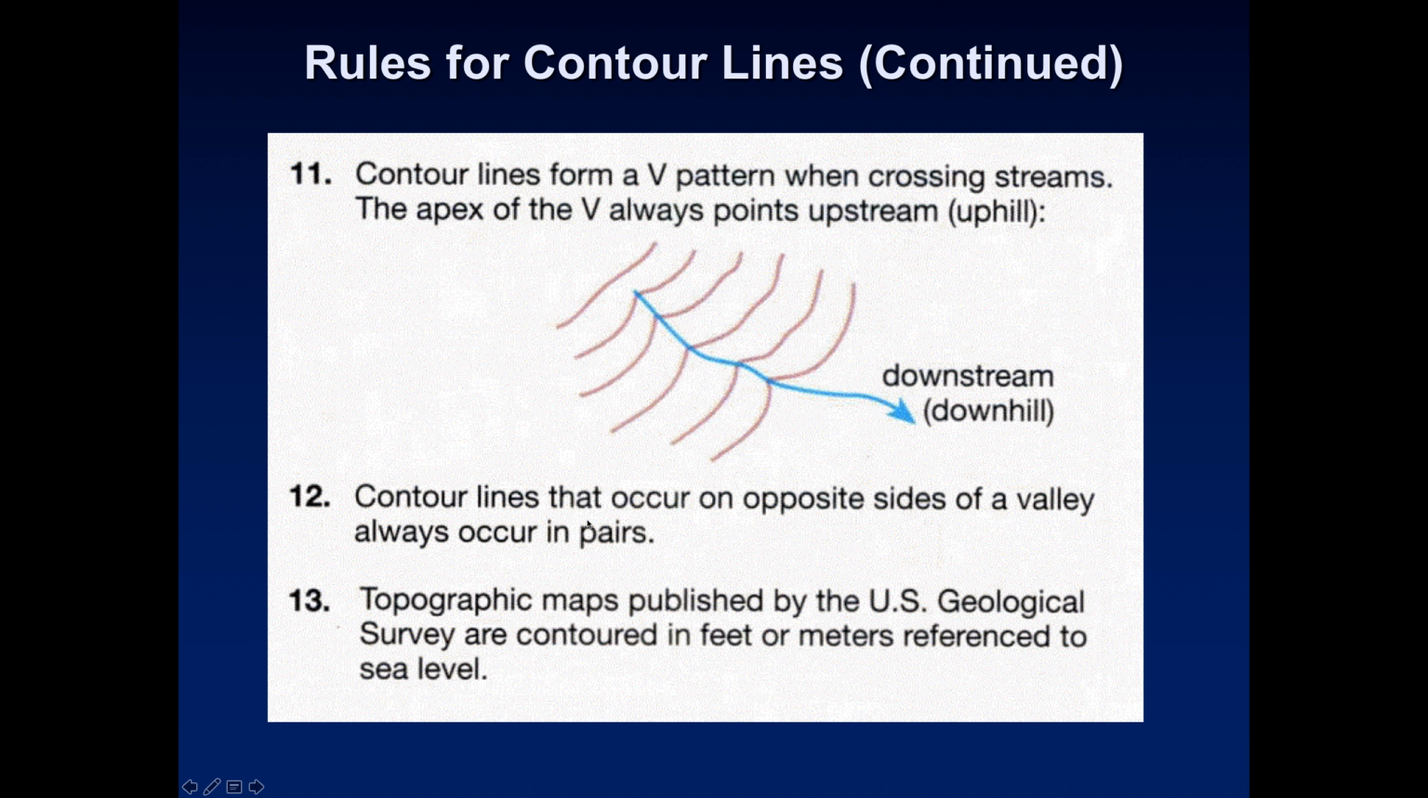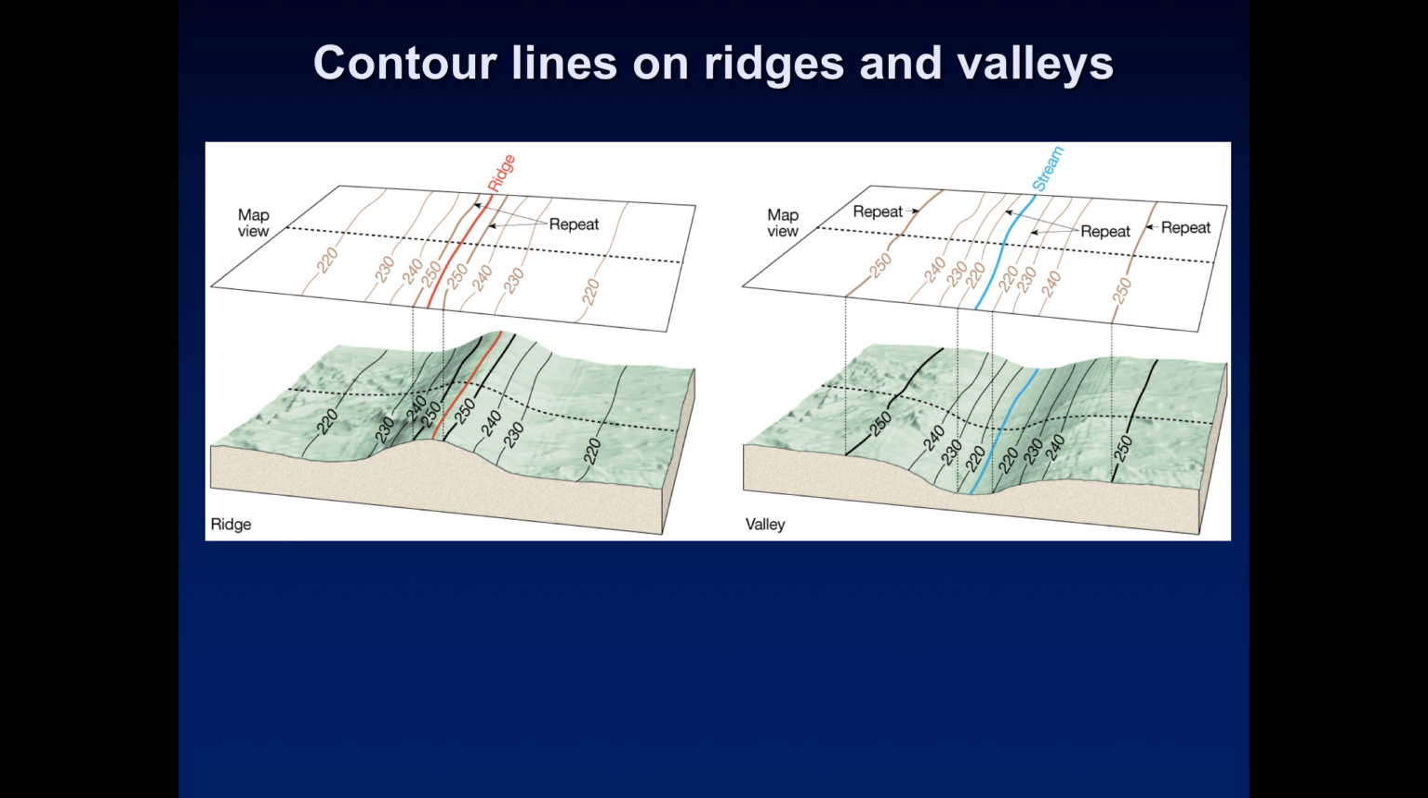All right, so when you're crossing a valley, contour lines will always occur as a pair on opposite sides. Topographic maps for the U.S. are typically in feet relative to sea level. Sometimes you'll find meters, which is much better, but most of our maps are in feet. So, pairs of ridges and valleys.